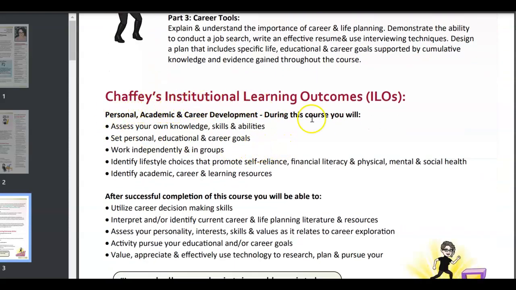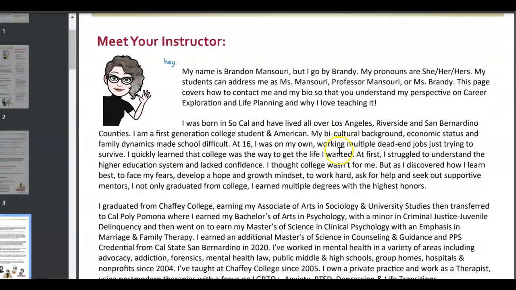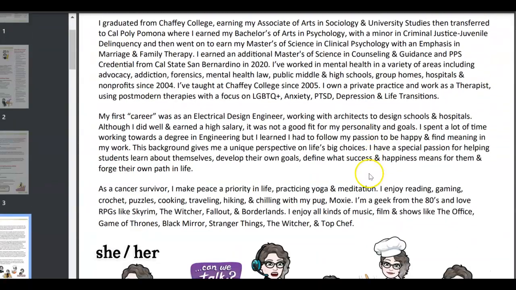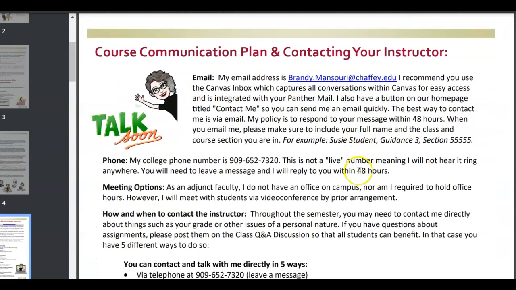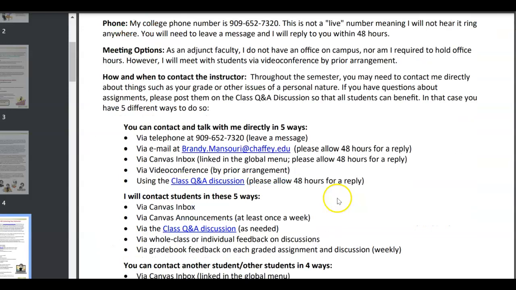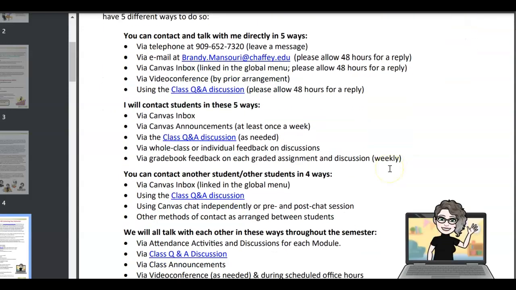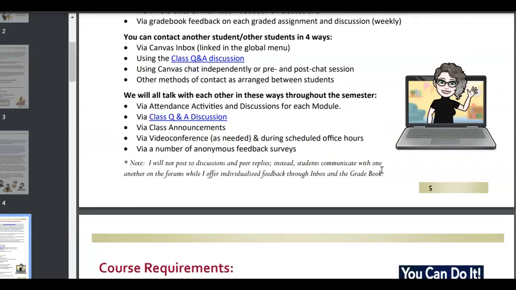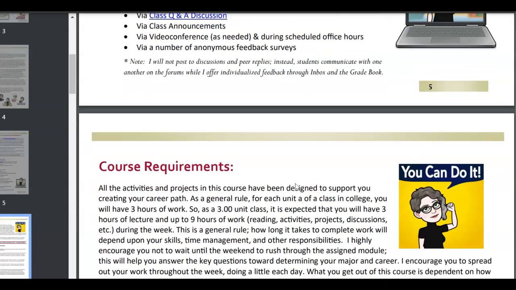I have the Chafee's Institutional Learning Outcomes here. There's information about me, so you can read through and kind of figure out my perspective. This is the different ways you can contact me. So there's 5 different ways you can contact me, and this goes through it. Again, like I said, we have a 48-hour policy. I'm going to try to not make my video too long. Sometimes my syllabus video gets to 20 minutes, and so I'm sorry if I'm talking really fast. You can watch this or rewatch it or look at the syllabus yourself whenever you would like.